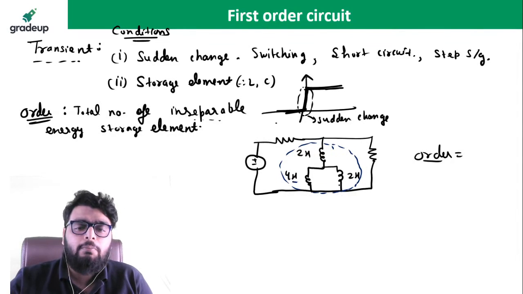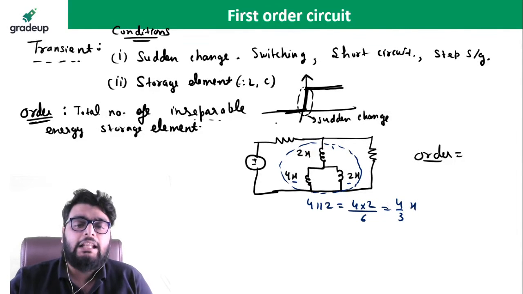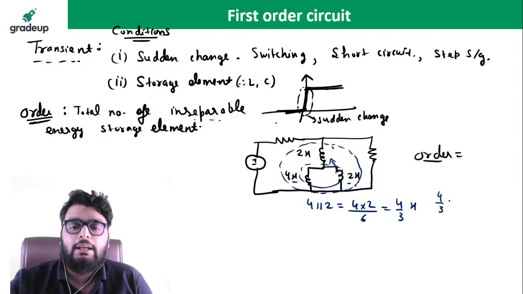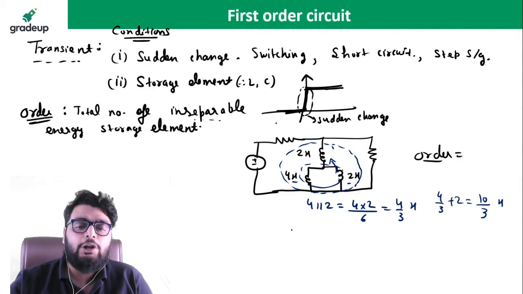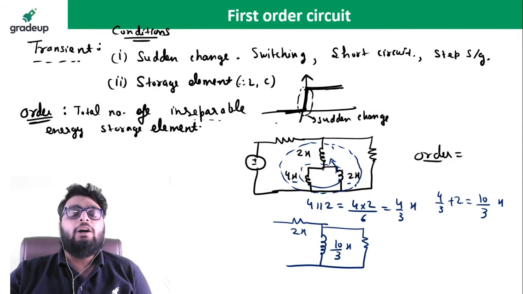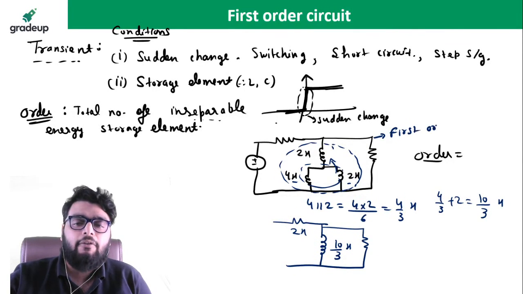How? 4 H and 2 H are in parallel. So 4 parallel to 2 gives 4 times 2 divided by 4 plus 2, which is 8 by 6, so 4 by 3 Henry. Now this 4 by 3, which is the parallel combination, is in series with 2 Henry. So 4 by 3 plus 2 gives 10 by 3 Henry. So what can I do? I can replace these 3 inductors with a single inductor. So it is not a third order or second order. This is a first order network.